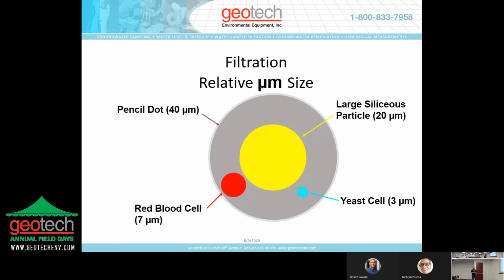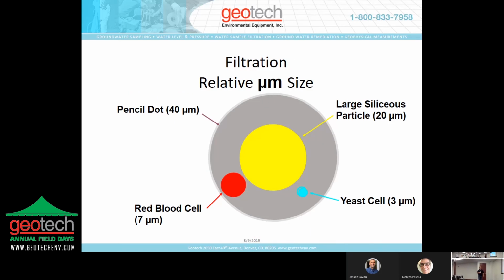Your red blood cells are 7 micron. A yeast cell is 3 micron. So when I craft brew beer at home, I use yeast to ferment. And ultimately, I want to filter that out of my beer to create a nice, crisp beer. So I'll use a 2 micron filter to get those yeast cells out of my beer, plus any other particulate that is created from the grains and hops and everything else that I use.